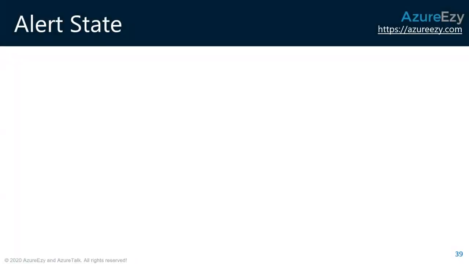Then whenever an alert is created or whenever an alert is triggered, some action happens, okay, what will happen? Your alert generally has 3 states. When a new alert is triggered, it has a new state.